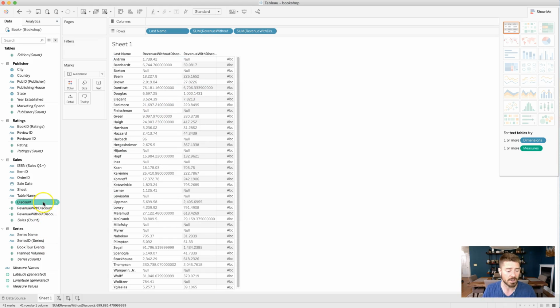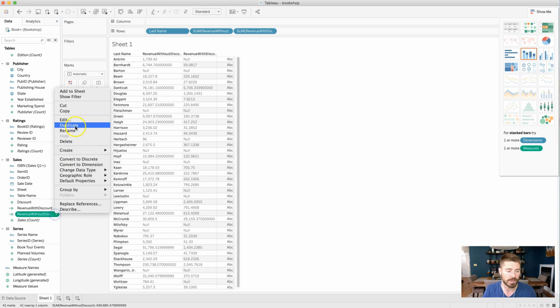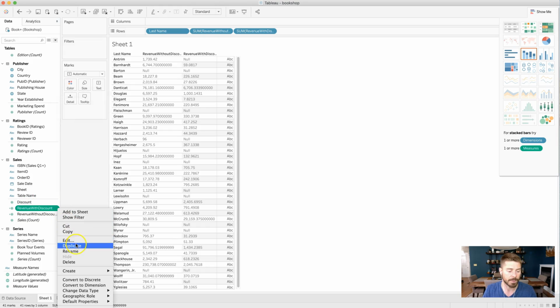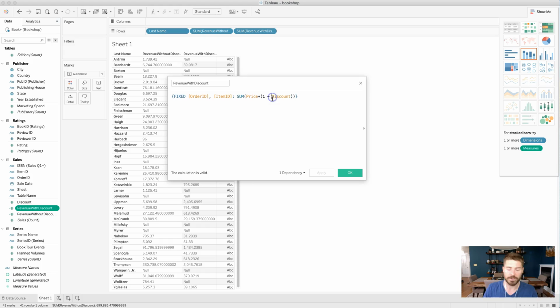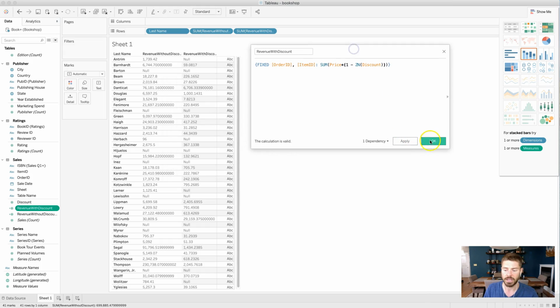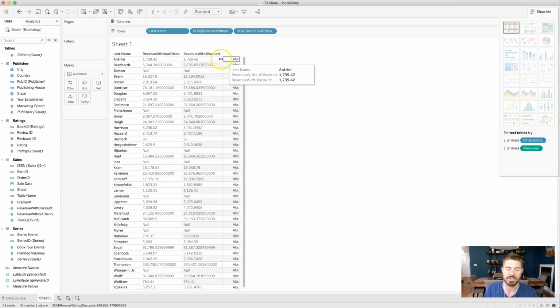To fix this, we need to go to revenue with discount and edit. There's a function called zn, and the zn function basically says, give me the value back if there is a value there, and if not, give me a 0 back. And what we're going to see, hopefully, is that these values disappear, and in fact, each one of these values for the revenue with discount broken down by author can at most be the same as the one without discount, and that's what we're seeing here, but it is likely a little bit low.